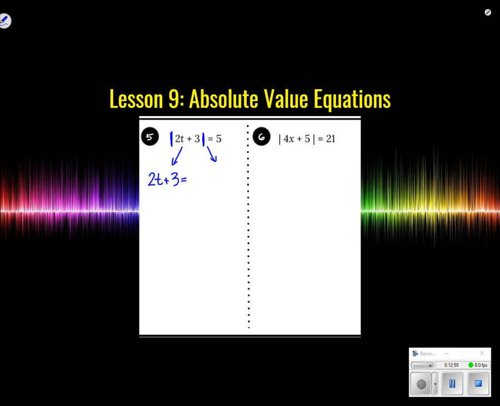So I end up with 2t plus 3 equals 5, and then here's where the parentheses are very, very helpful and actually necessary. And we're going to have negative parentheses 2t plus 3 equals 5. And then we're going to solve each one separately. So over here I'm going to subtract 3. 2t equals 2, and we'll divide by 2. So t equals 1.